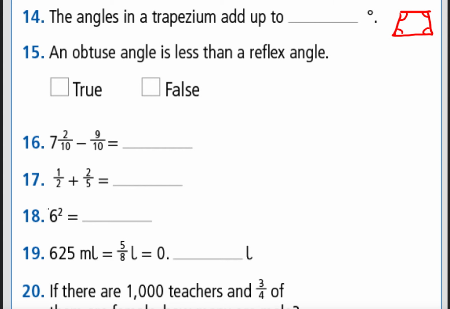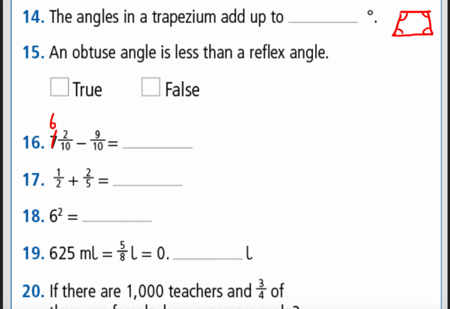Number 16, we have 7 and 2/10, take away 9/10. Now we can't take away 9/10 from 2/10 here. So what we're going to have to do is change this 7 into a 6 and take 10/10, so that's taking away 1 unit, and we're going to put that unit into this fraction here.